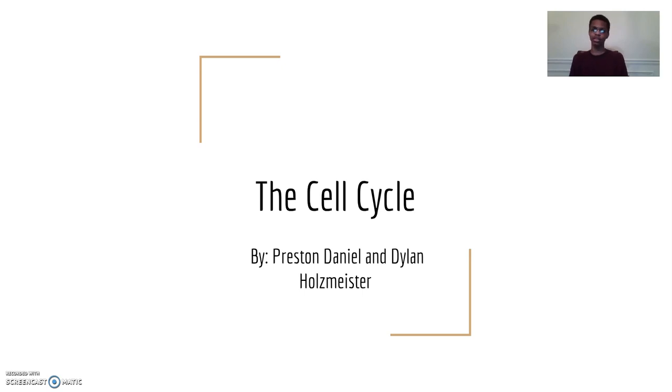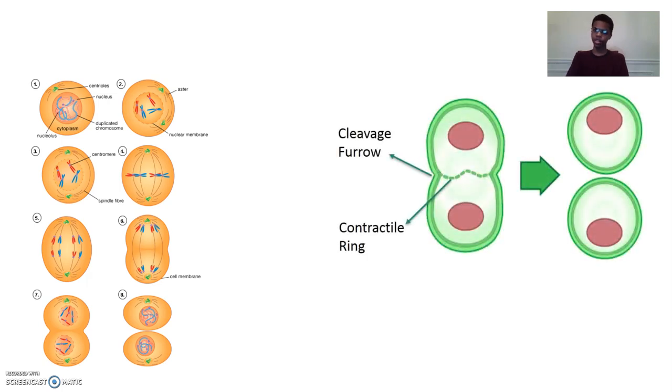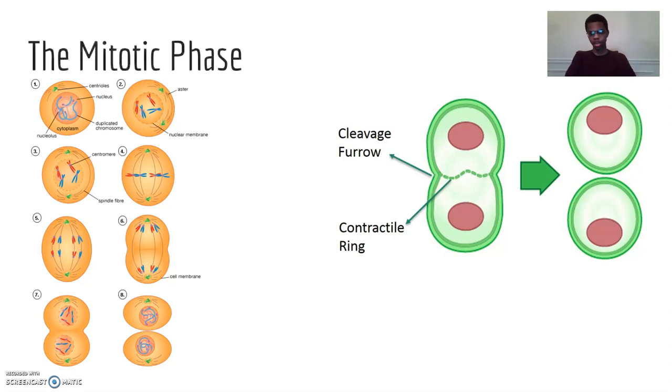Now, the cell cycle is a very complex arrangement of multiple processes. One of those processes is mitosis. This is the duplication, the copying of chromosomes into two different nuclei. Another part is cytokinesis, which is those two nuclei actually splitting into the two different cells. These two processes together are known as the mitotic phase within the cell cycle.